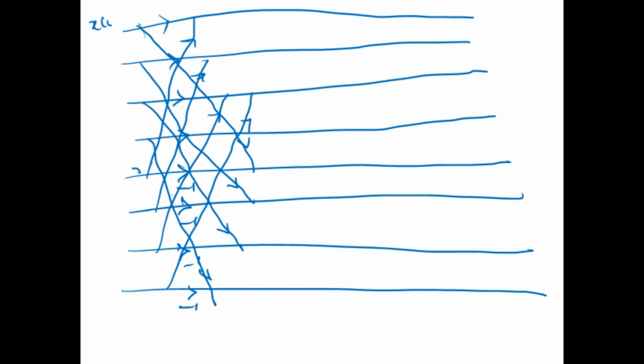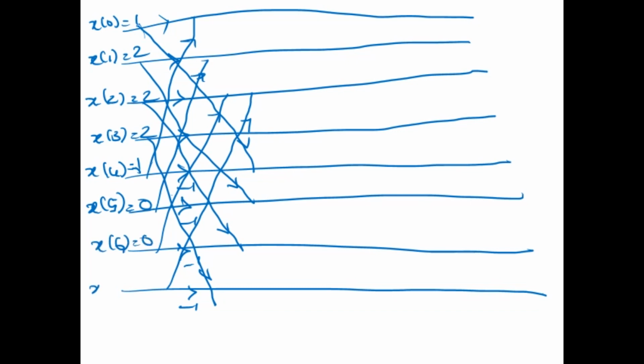x of 0 is 1, x of 1 is 2, inputs are given, this is in the normal order, x of 2 is 2, x of 3 is 2, x of 4 is 1, x of 5 is 0, x of 6 is 0, x of 7 is also 0.